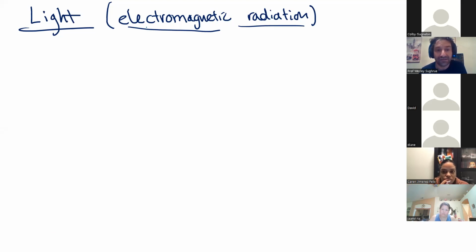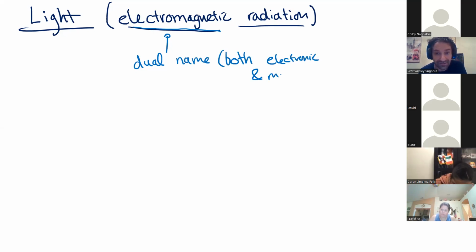But light, which is electromagnetic radiation, which in and of itself, you notice the name is a dual name, both electronic and magnetic, okay? Which also actually tells you guys something if you didn't ever realize this. Electronic fields and magnetic fields interact. If something is electronic, it generates a magnetic field. Magnets are capable of interacting with electronic fields.